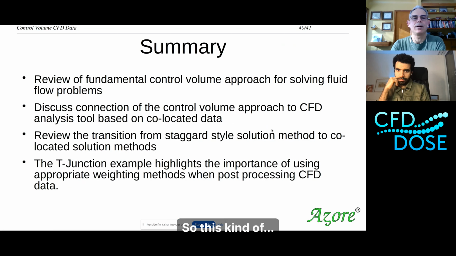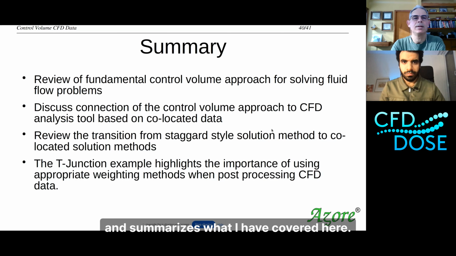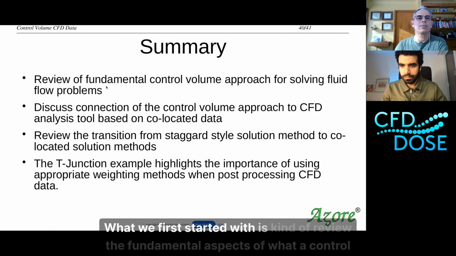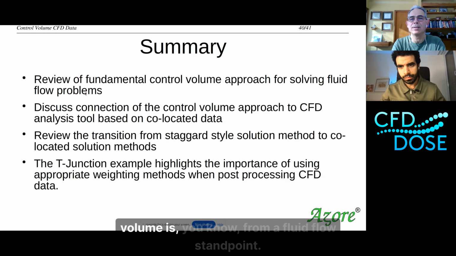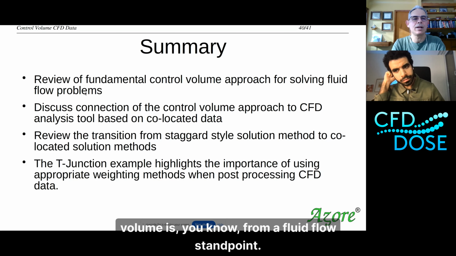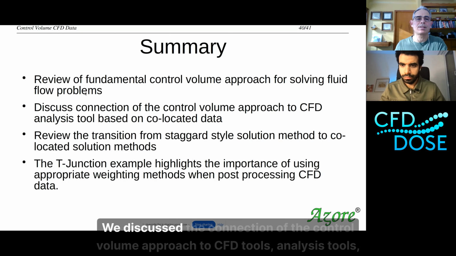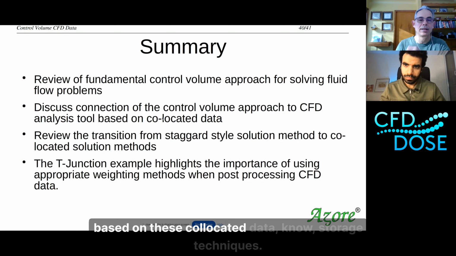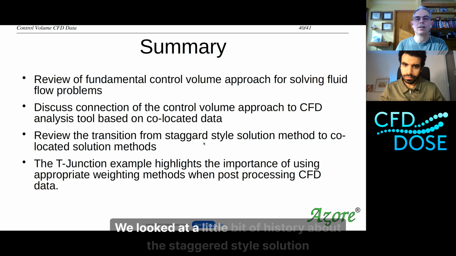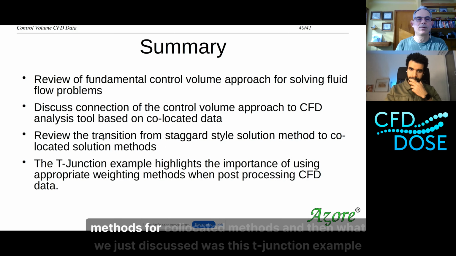So this kind of concludes and summarizes what I have covered here. We first started by reviewing the fundamental aspects of what a control volume is from a fluid flow standpoint. We discussed the connection of the control volume approach to CFD analysis tools, based on these collocated data storage techniques. We looked at a little bit of history about the staggered style solution methods versus collocated methods.